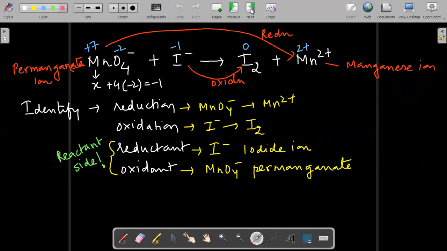Similarly, one more example to identify the reduction process, oxidation process, reductant and oxidant. And always remember, for identifying reductant and oxidant, you will look at the reactant side. On the product side there is no reductant or oxidant. They are always on the reactant side. So simply see, the one that is being reduced is the oxidizing agent, and the one that is being oxidized is the reducing agent or the reductant.